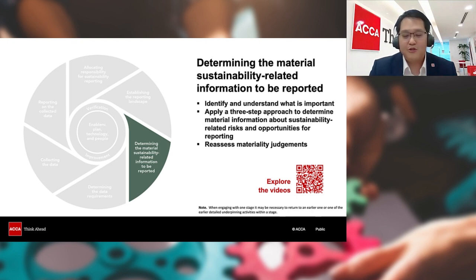Our guide proposes a three-step approach to determine material information for disclosure. A less well-resourced and less complex organization may favor conducting these steps together, as the same people are likely to be responsible for the task. In contrast, larger and more complex organizations may choose to carry out these steps separately and consider them at different levels or geographic locations. Step 1 is about identifying the organization's sustainability-related risks and opportunities, or in this video, I will just say SRROs, as it's quite a mouthful to pronounce the whole phrase.